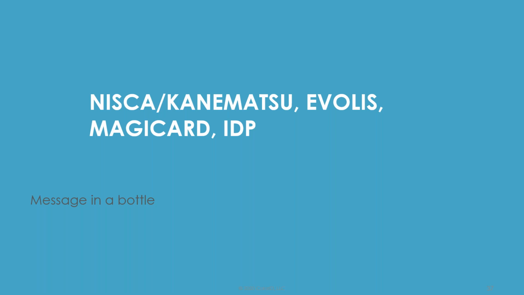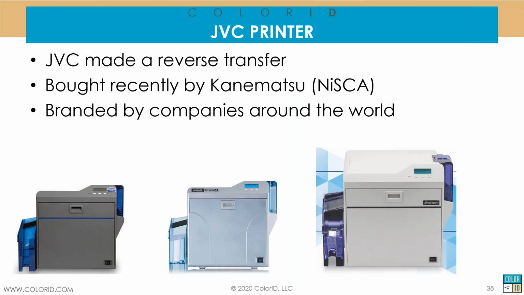Okay, so all the other printers, I kind of lumped them because in the university market, there are not great numbers of printers outside the ones we just talked about, but they are out there. And a lot of schools have a printer that looks something like this. This is made by JVC, and it has been for a long time. It's a reverse transfer printer.